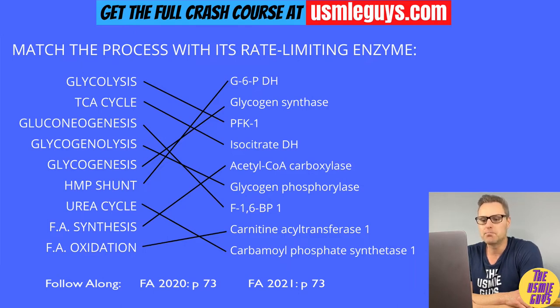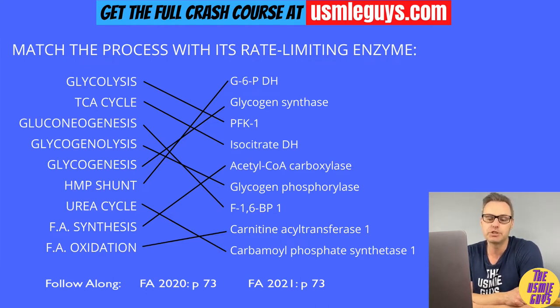Glycogenesis is regulated by the glycogen synthase enzyme and will be activated by three things: glucose 6-phosphate, insulin, and cortisol, and will be inhibited by two things: glucagon and epinephrine. Now, glycogenolysis is regulated by glycogen phosphorylase, and this is activated by three things: epinephrine, glucagon, and AMP, and inhibited also by three things: glucose 6-phosphate, insulin, and ATP.